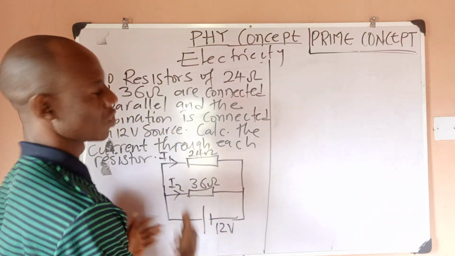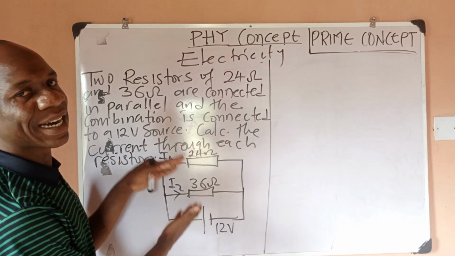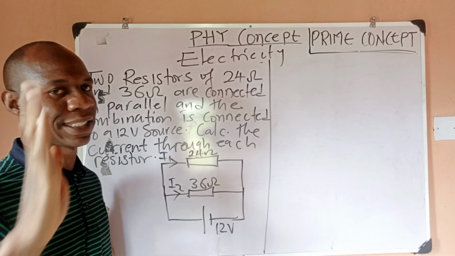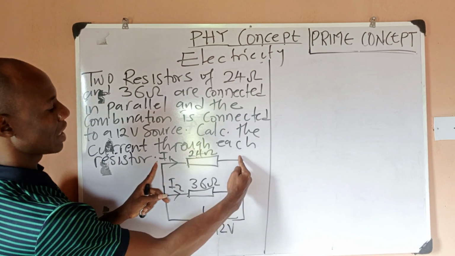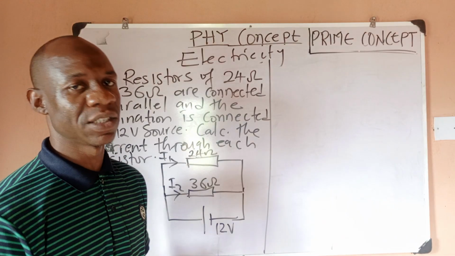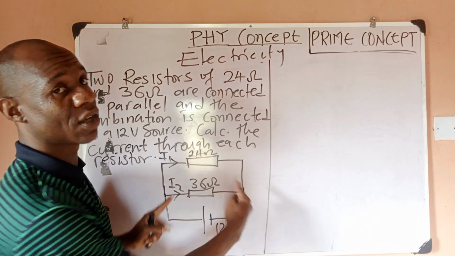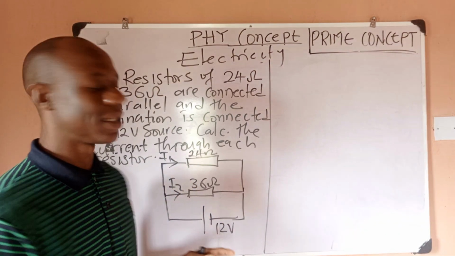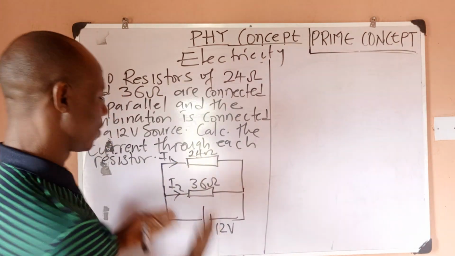Now what do we need to know to be able to solve this problem? One of the things we want to understand about circuits is that when you have parallel arrangement of resistors, voltage across each resistor is the same. That is to say, if this is 12 volts, it means the voltage across this 24 ohms is also 12. So for parallel arrangement, voltage is the same for each resistor, and the current flowing through each resistor is different. Now, for series arrangement, current flowing through each resistor is the same, but the voltage is different. So let's solve our problem.